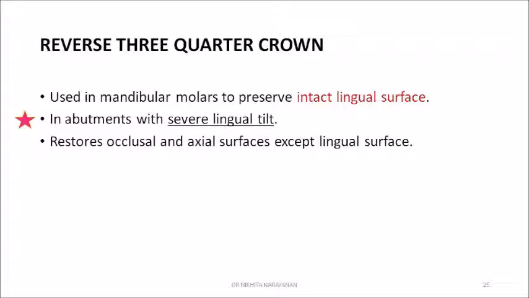So in abutments with severe lingual tilt, the intact lingual surface will help in conservation of tooth structure, because if we have to align the lingual tilt, then too much of tooth structure will be lost. So in such cases, we prefer a reverse 3/4 crown. So it also restores the occlusal and axial surfaces of the tooth except the lingual surface.